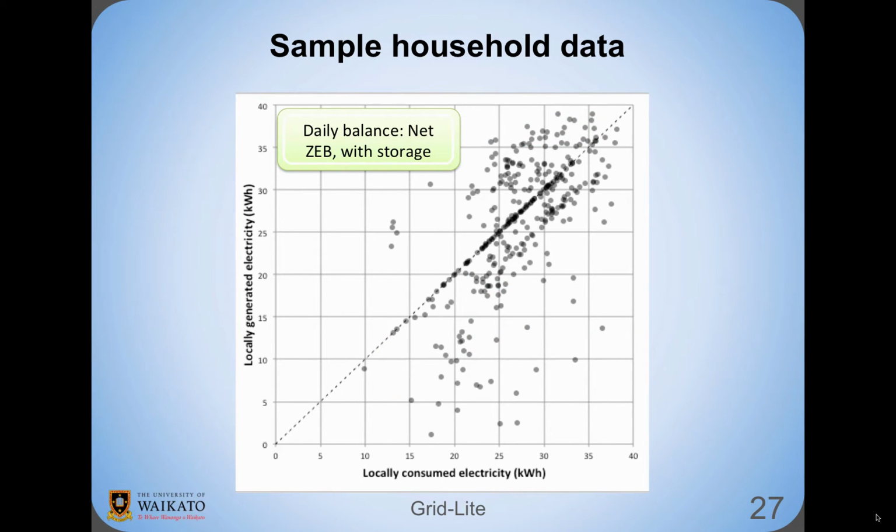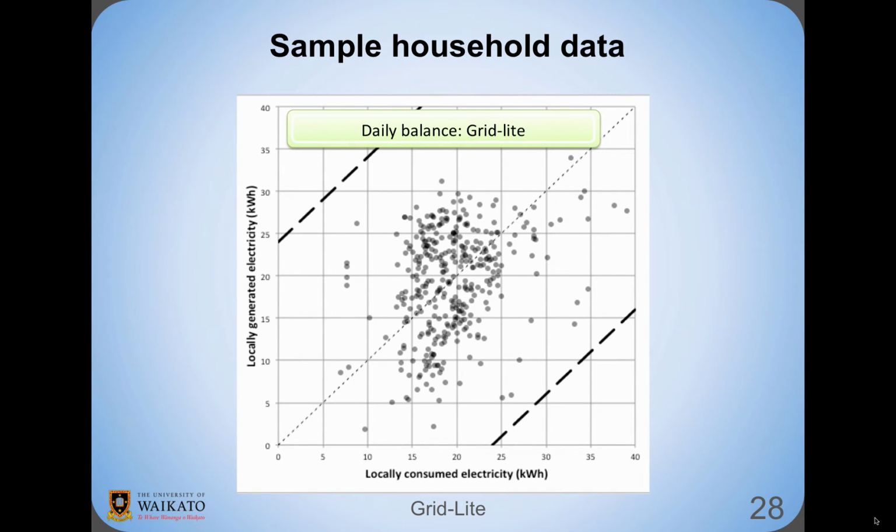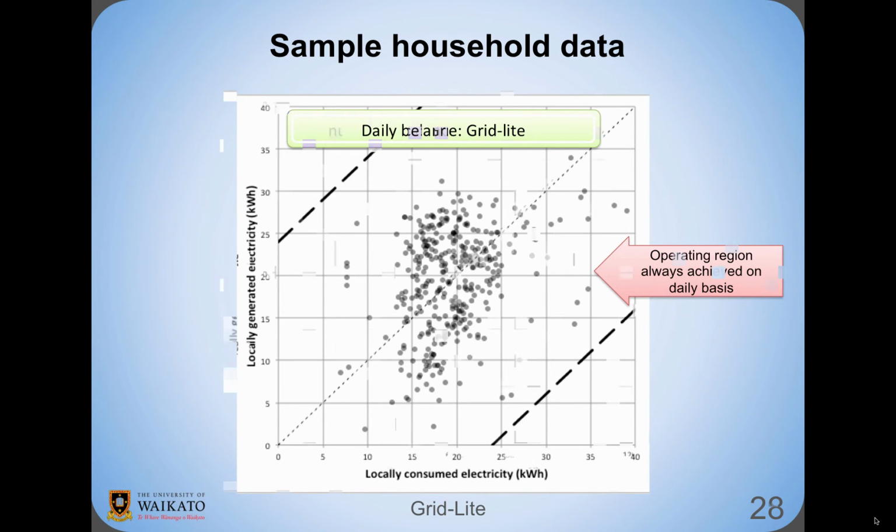On this daily average basis, the situation with storage shows less off-axis deviation, with balance achieved most days, although it is still dependent on the grid to bring those other points into line when averaged over a year. On a daily basis, the GRID-LITE scenario is very successful, with the operating region achieved 100% of the time. Although to be effective, this needs to be achieved at every instant, the fact that daily balance is very achievable suggests that with good demand-side load management, instantaneous balance is also a realistic goal.